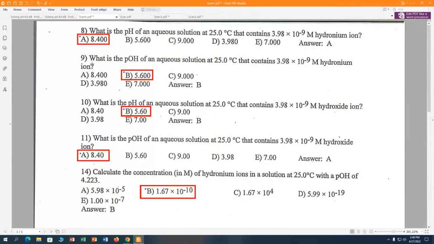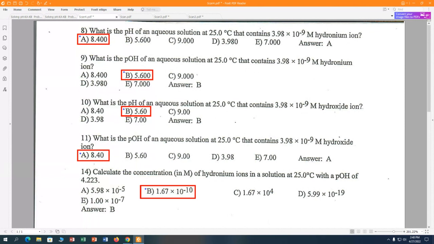This is the answer. Next one is, what's the pOH of an aqueous solution that contains 3.98 times 10 to the minus 9 hydronium ions? Okay, that's the answer. Number 10, what is the pH of an aqueous solution at 25 degrees centigrade that contains 3.98 times 10 to the minus 9 hydroxide?